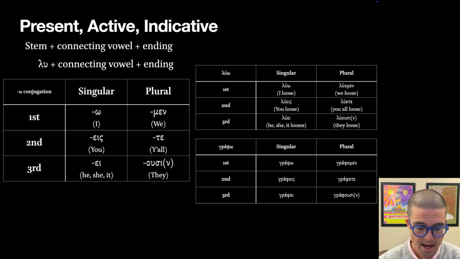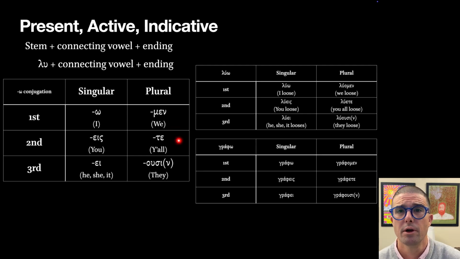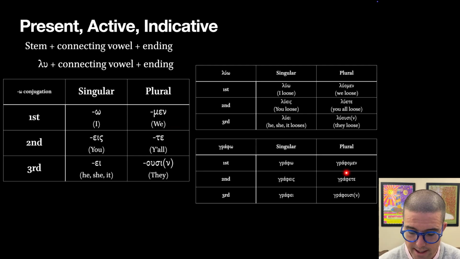In the case of eis, ei, and ousi, these are added directly onto the stem without the connecting vowel. And then in the case of the first person plural and the second person plural, you get that connecting vowel omicron or epsilon in this case, so that you have grapho, grapheis, graphei, graphomen, graphete, graphousi.